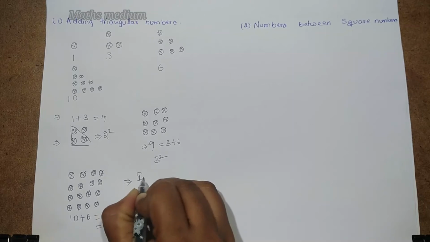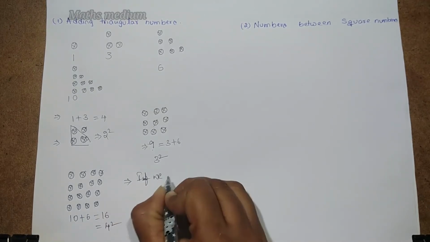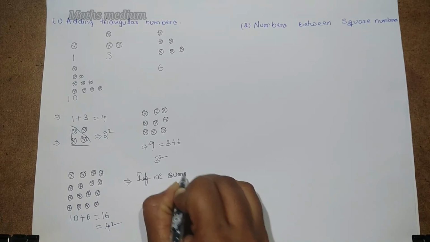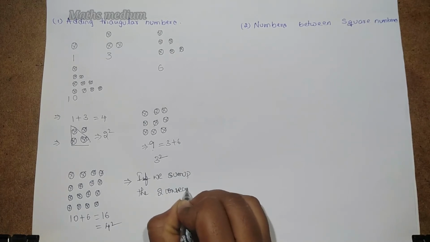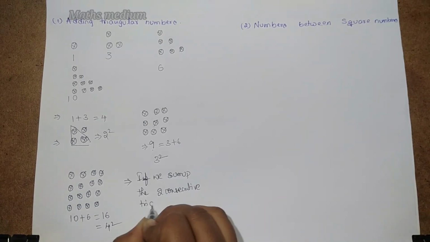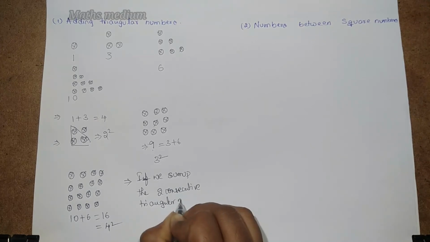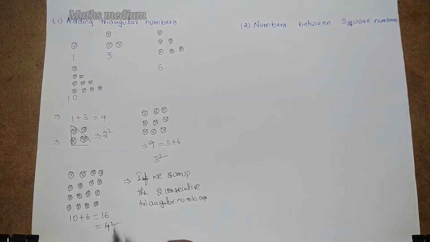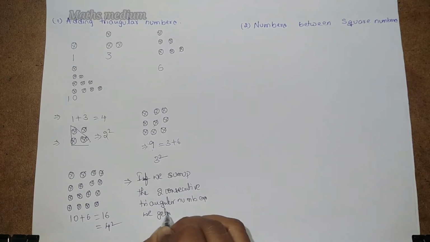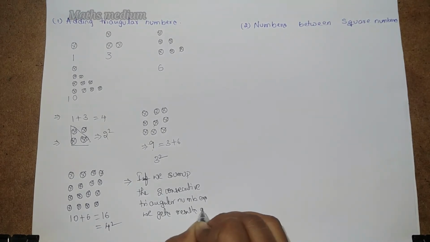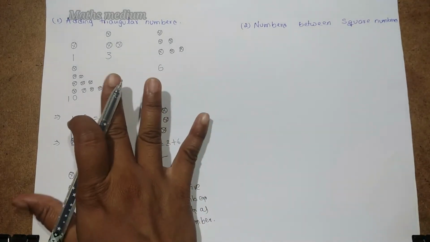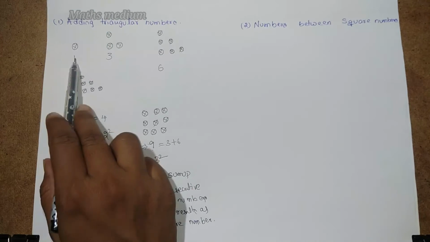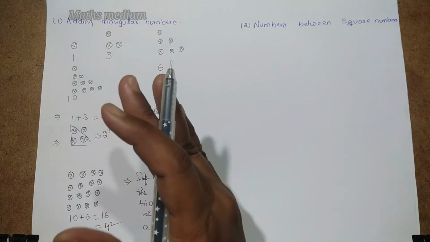That is, if we sum up two consecutive triangular numbers, we get a square number as the result. This is one of the best properties of a square number. See, if you add these consecutive triangular numbers, then we will get a perfect square.